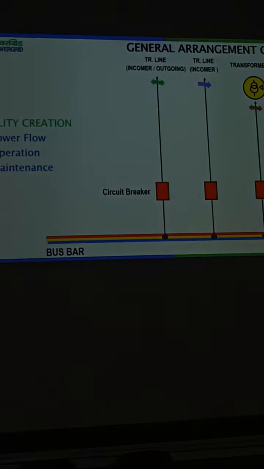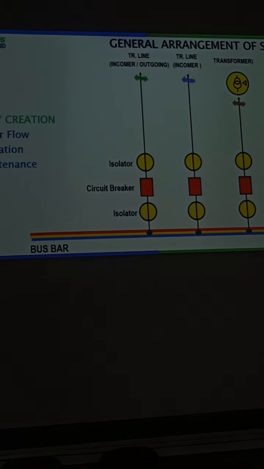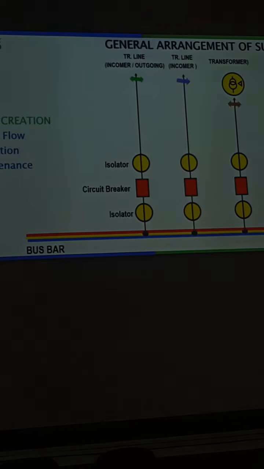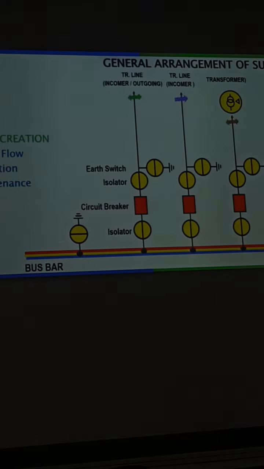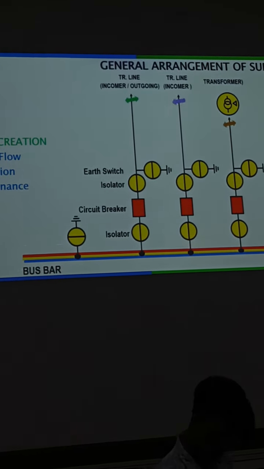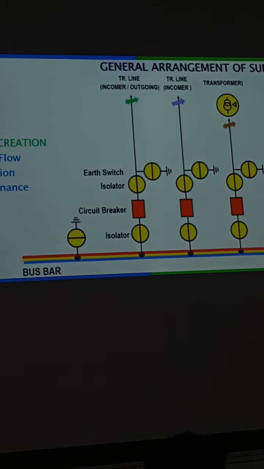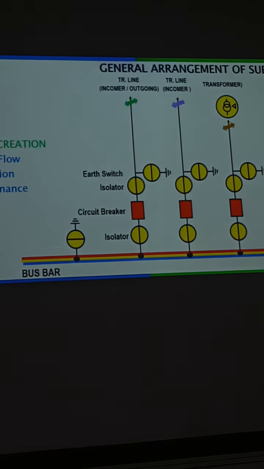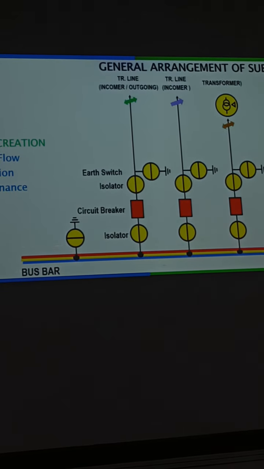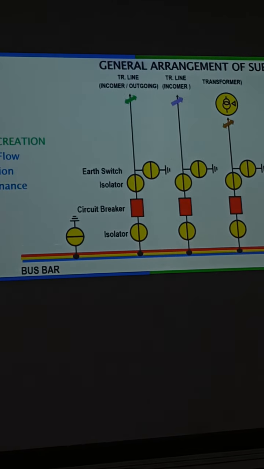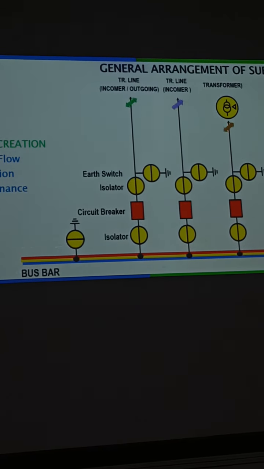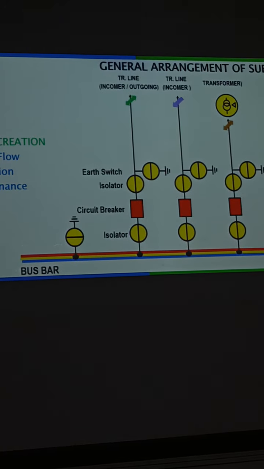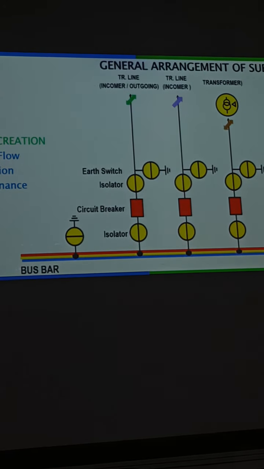For isolation purpose, we have to put isolators. You open the circuit breaker, it will be dead. Then you open the isolator, and the circuit breaker will be totally isolated from the entire EHV system. Then you do the maintenance. So this is the reason why isolators are used, for isolation of some portions of the station where individuals will do the maintenance. Otherwise, it will be hazardous. It is not possible to do the maintenance.